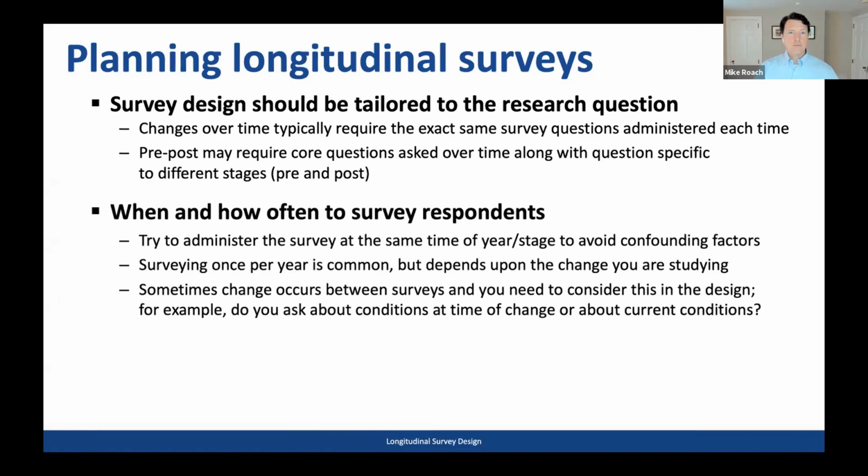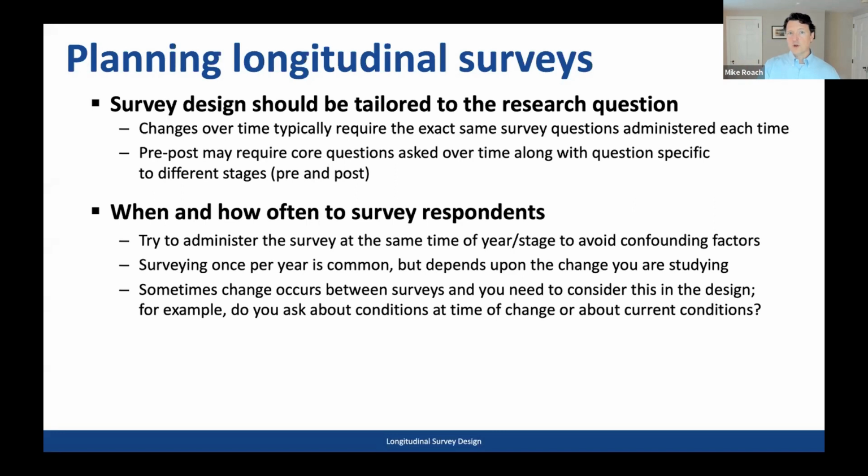And so you want to try to administer the survey at the same time of year or the same kind of stage of individuals to avoid some confounding factors. So just as an example, we did our survey in the spring. We want to try to get it well before people were transitioning to jobs. But every time that we did this survey, we always did it around the same time of year. And so you might also think about trying to do this with certain stages of career paths or firms. Surveying once per year is very common, but again, this depends on the change you're trying to study.